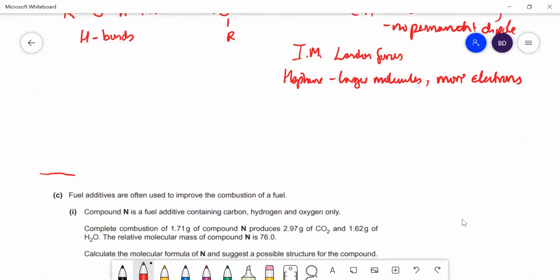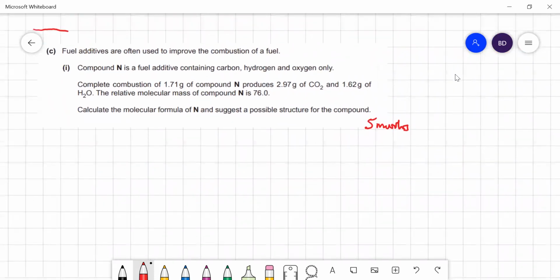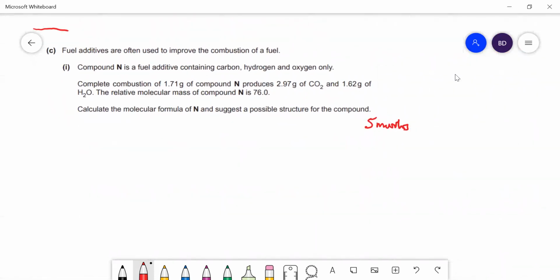All right, fuel additives. Okay, 5 marks. This calculation: fuel additives are used to improve the combustion of a fuel. N is a fuel additive and it contains carbon, hydrogen, and oxygen only. So we're doing combustion analysis here. We've got to calculate the molecular formula, and they tell us what the Mr of it is, 76. So let's do this then.